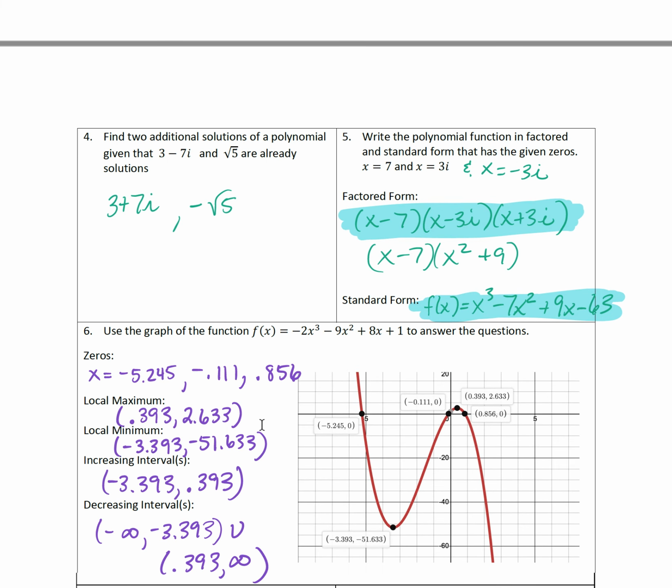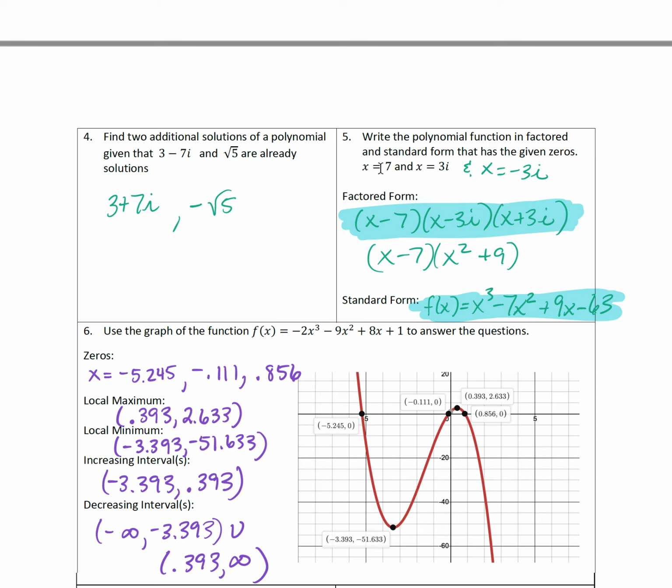This is just asking you to understand how irrational roots and complex roots work. Remember, if 3 minus 7i is a solution, then 3 plus 7i is as well. Square root of 5, then minus square root of 5 is. They always come in pairs.